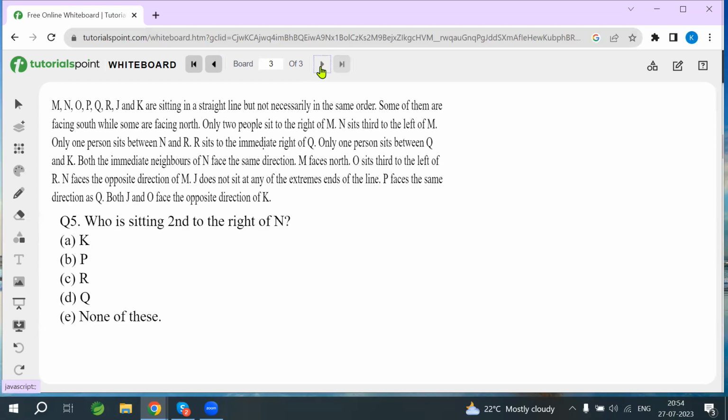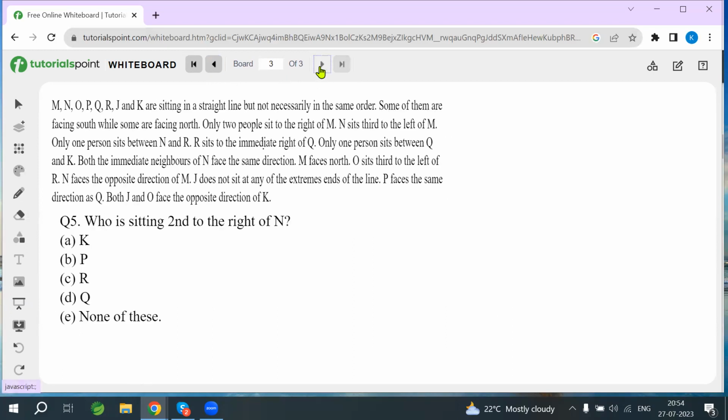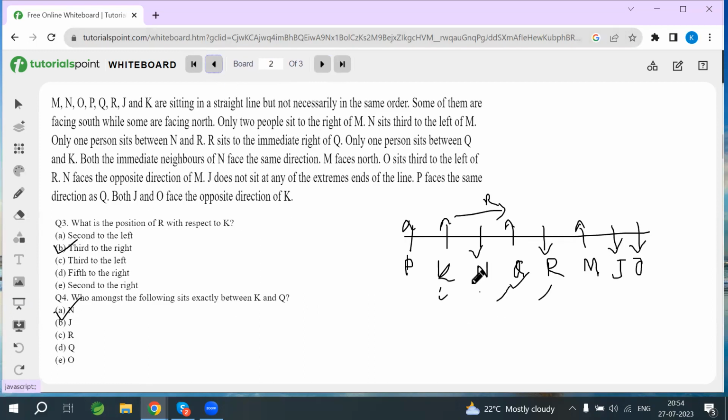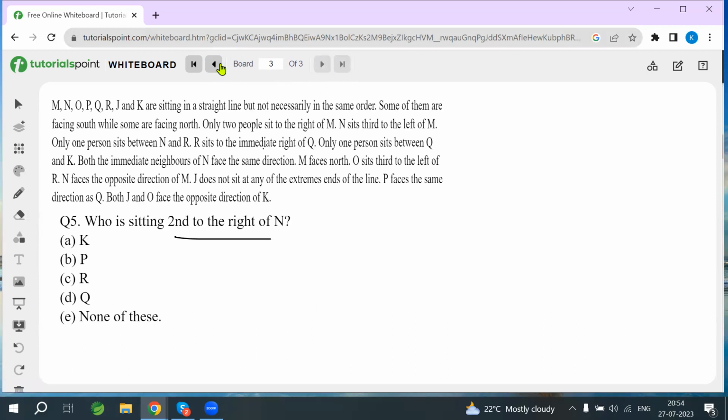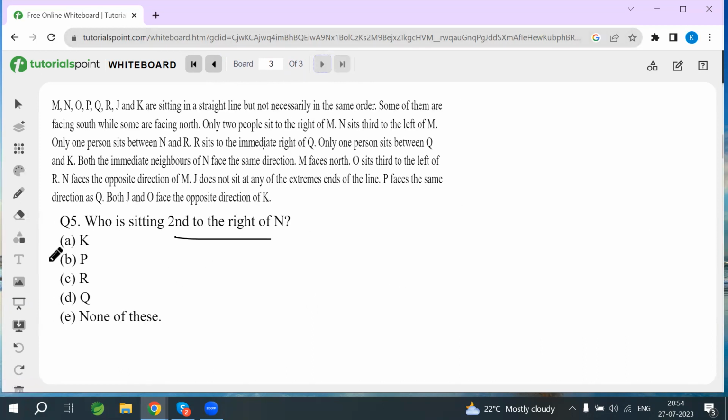Now for the next question: who is sitting second to the right of N? N is in the south direction, so its right is here. So P will be there. So option B is the answer.